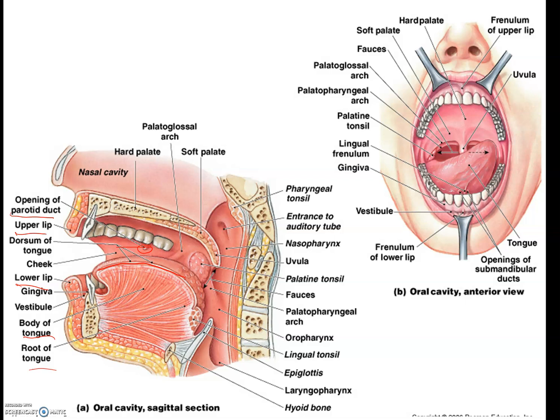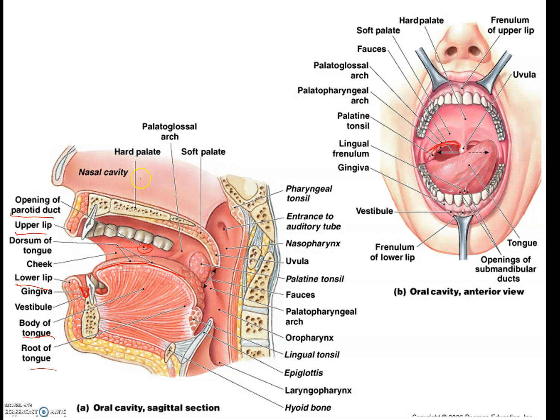The palatoglossal arch is the arch that you see over here, which is the opening to your pharynx. When you look inside the mouth, you see the dorsum of the tongue, so that's the top of the tongue. You'll see your cheek. The vestibule is the little dip here between your lip and where your teeth are. We'll talk about the teeth in another slide.